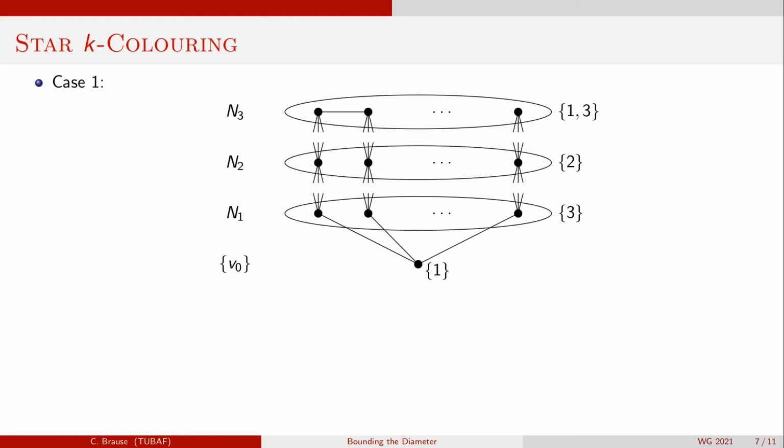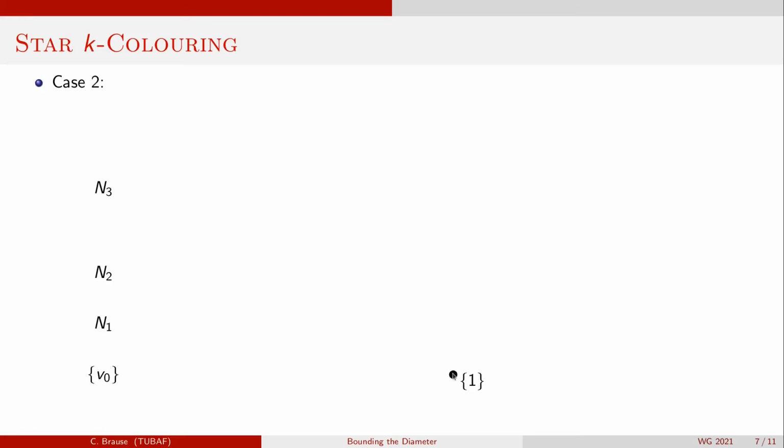Okay, so let's proceed with case 2, and here we assume that not all neighbors of V0 receive the same color. As V0 is of degree at least 5, we find that at least 3 neighbors of V0 are colored alike, and that there is at least one vertex which receives a different color.